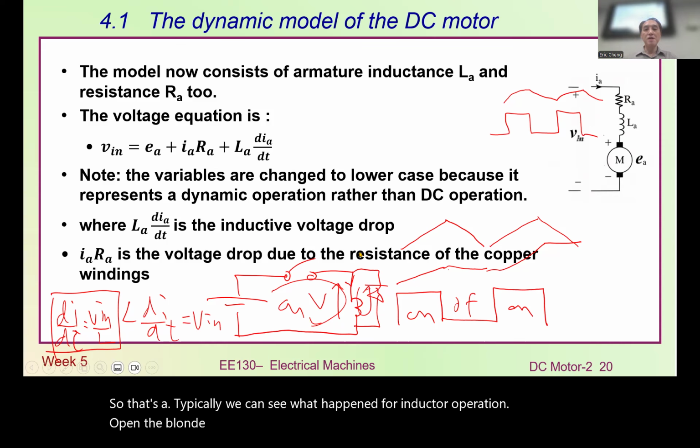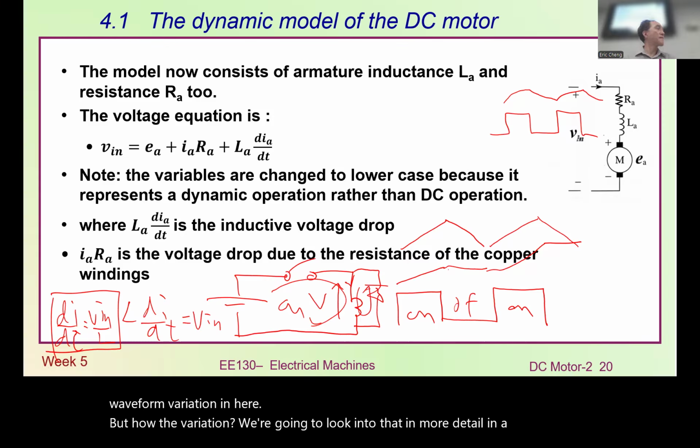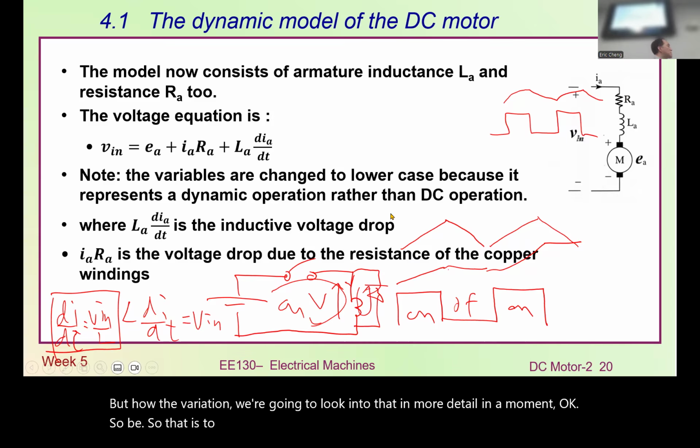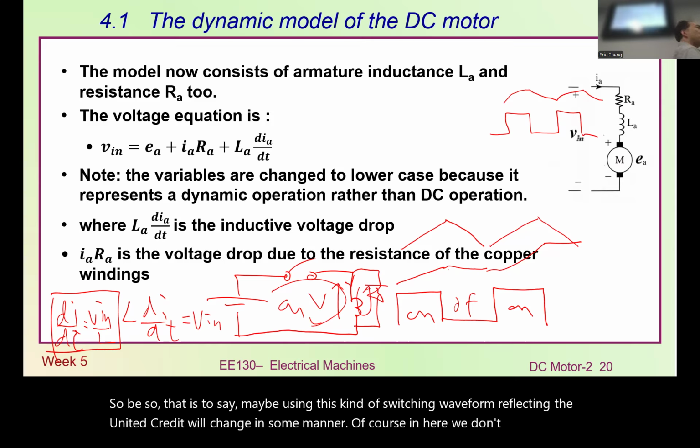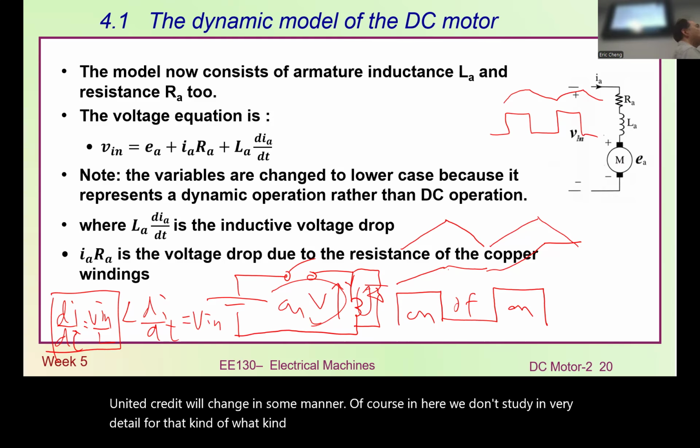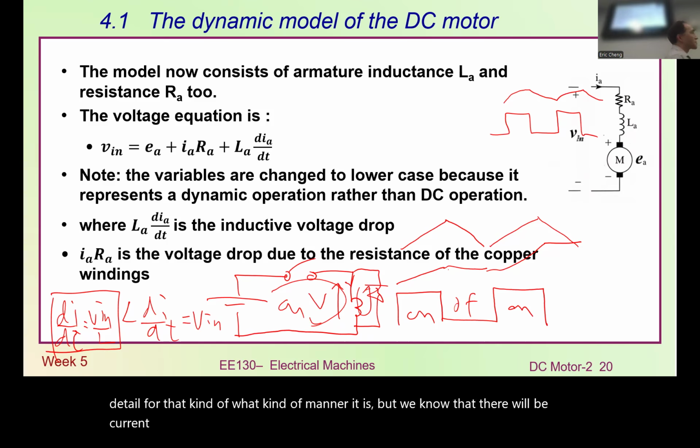So that's briefly about it. We are going to see some waveform variation in here, but how the variation happens, we're going to look into in more detail in a moment. When we're using this kind of switching waveform, we're expecting the inductor current will change in some manner. Of course, in here we don't study in great detail what manner it is, but we know that there will be current variation in the system.